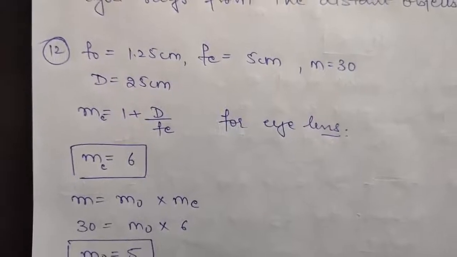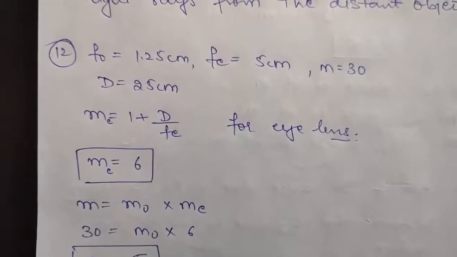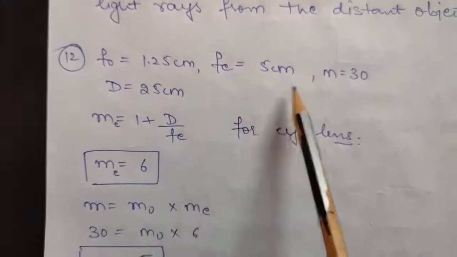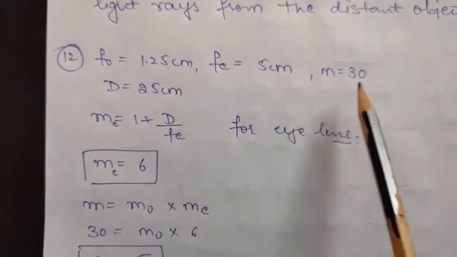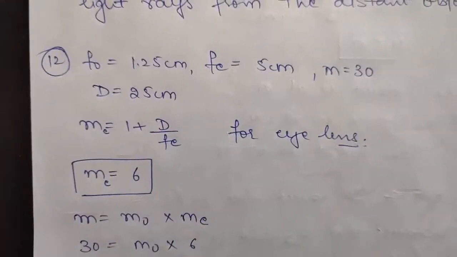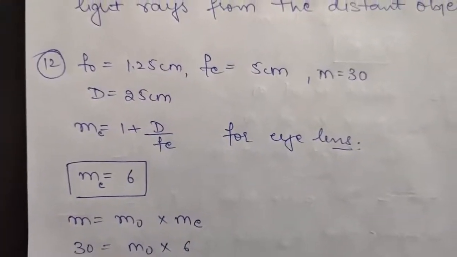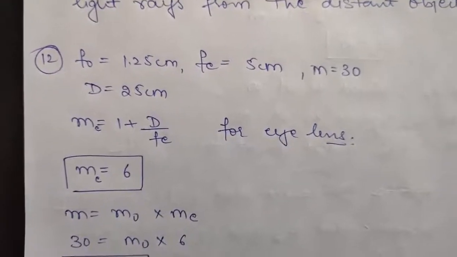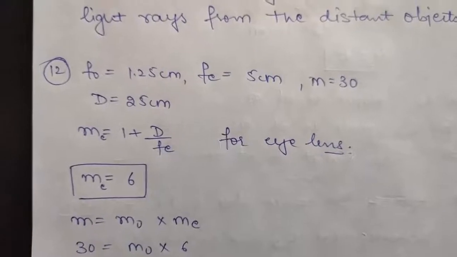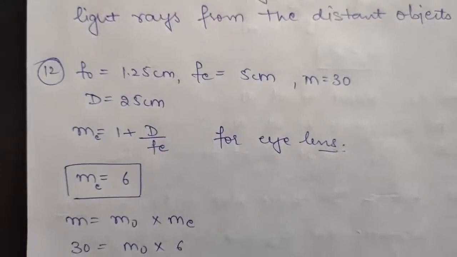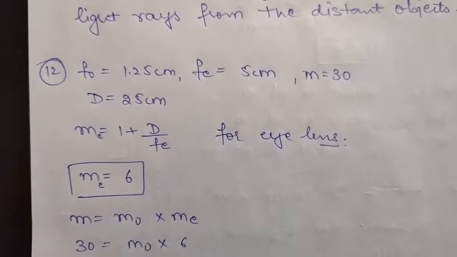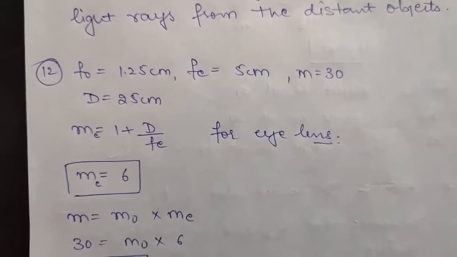In question number 12, you are given an objective lens of focal length 1.25 cm, an eye lens of focal length 5 cm, and a magnification of 30 for the compound microscope. For these given factors, you have to tell how you will set up the compound microscope. By this you mean that you have to tell what will be the distance between the objective and the eye lens and where the object should be placed.